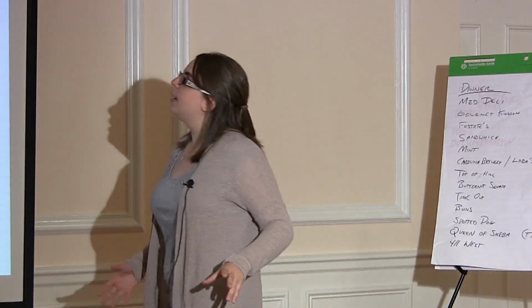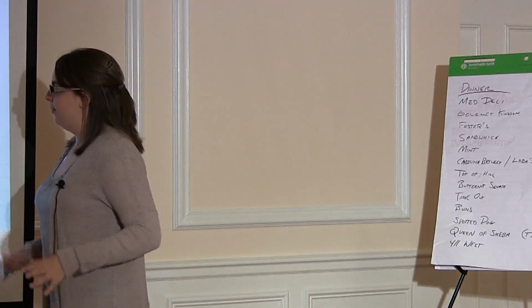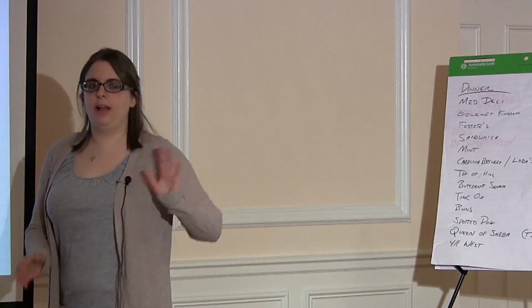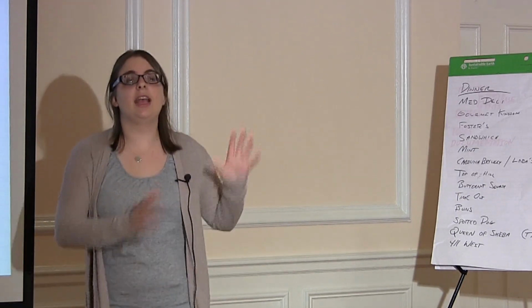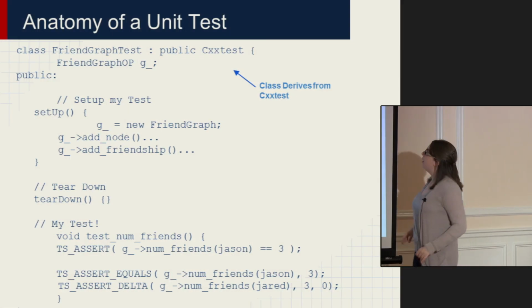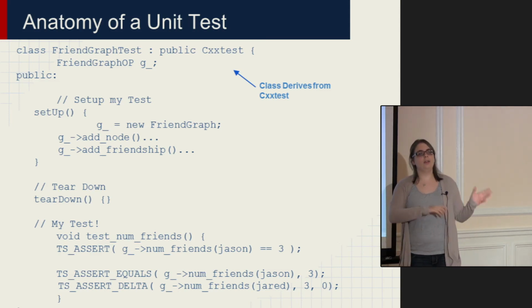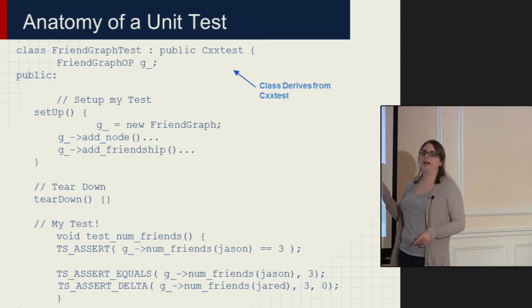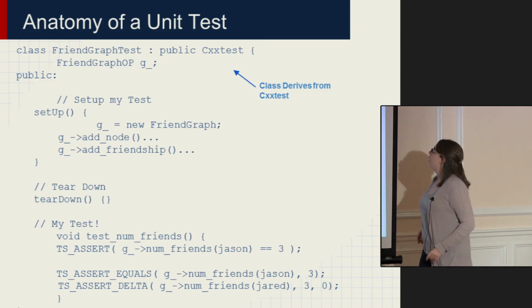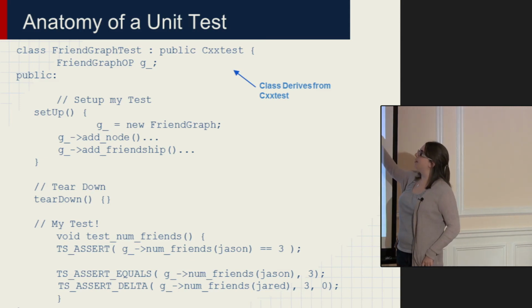So this is a little bit what a unit test might look like. Or a pretty simple one for the code, the example that I just showed you. So here's the class. I called it FriendGraphTest. When you call unit tests, you're going to call them by the name of the class, not the name of the file. And you'll see it inherits from public CxxTest.